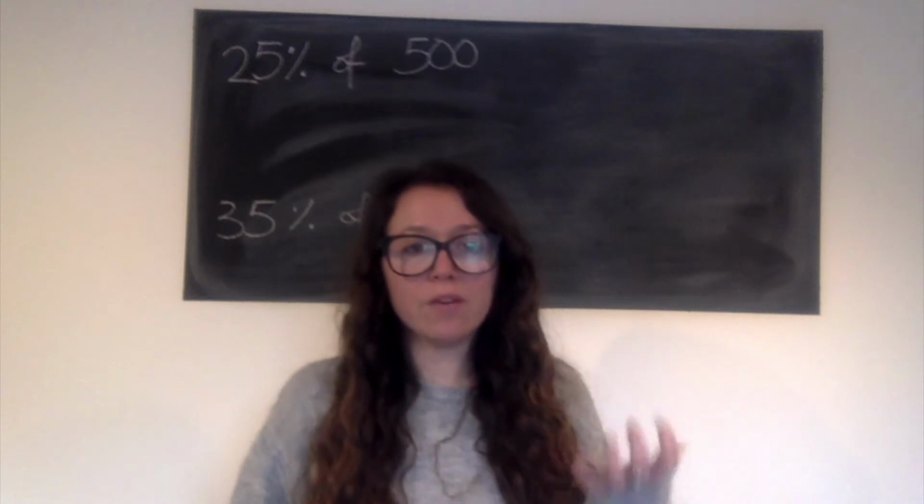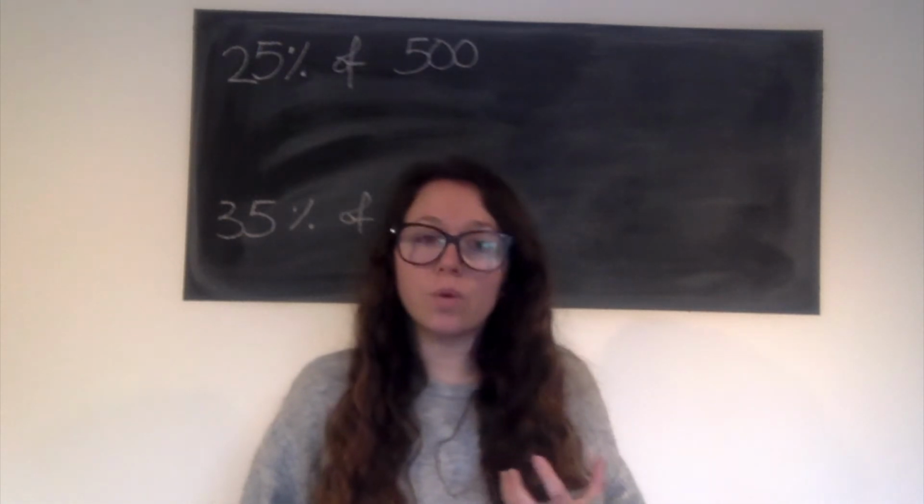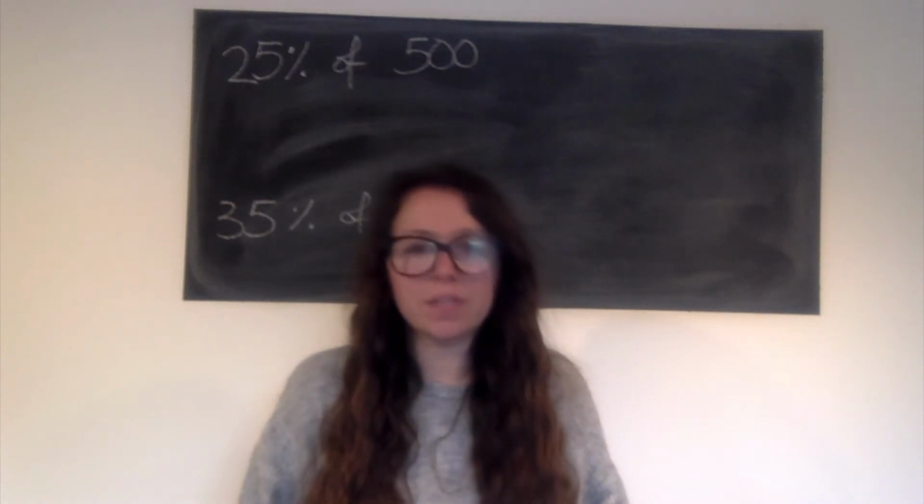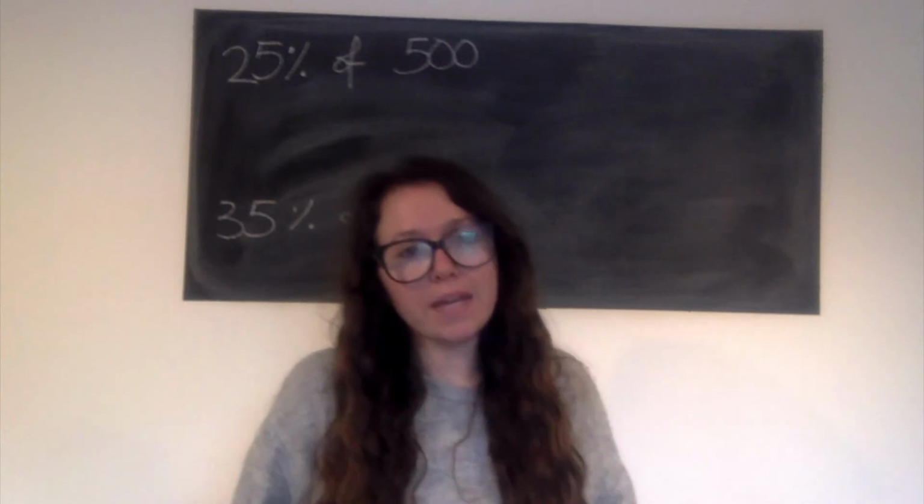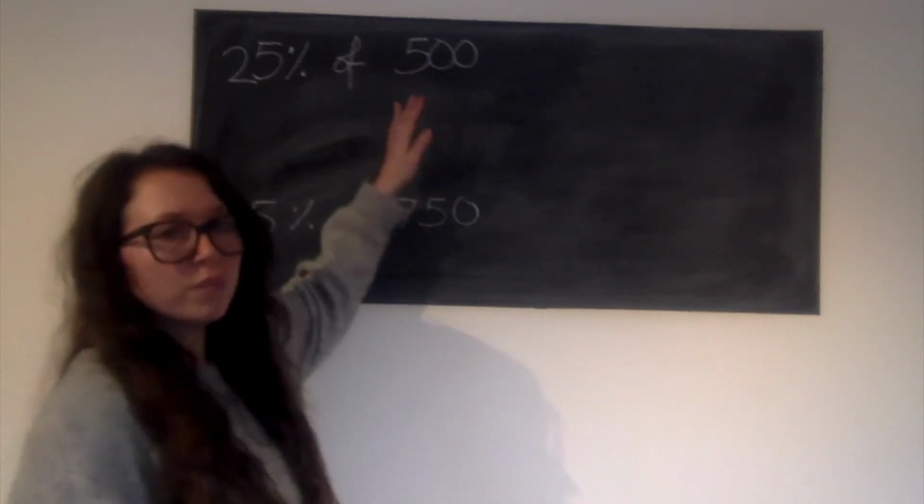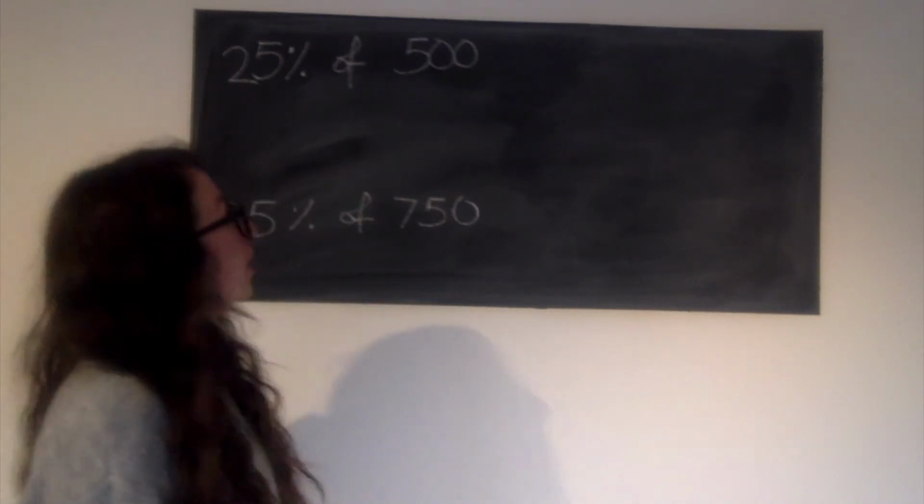Okay, today we are building on what we've learned. So we've talked about finding 10%, 1% and 5%. And yesterday you were calculating multiples of 10% of an amount. So 10%, 20%, 30%. Today we're taking that one step further and putting some of those together. So things like 25% or 35%. So let's work through these together.